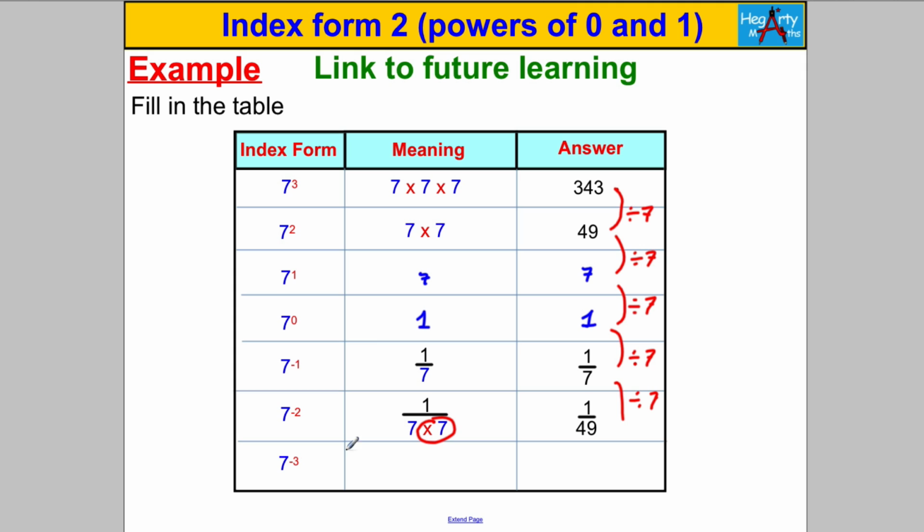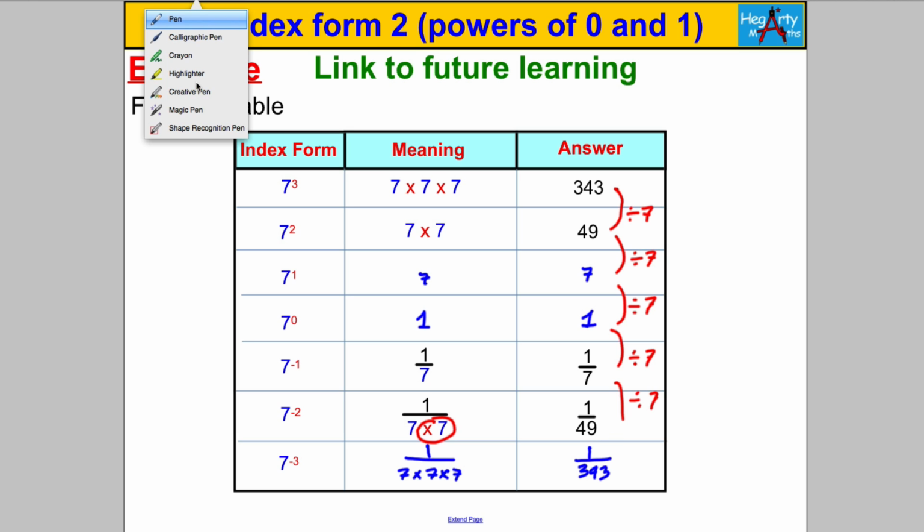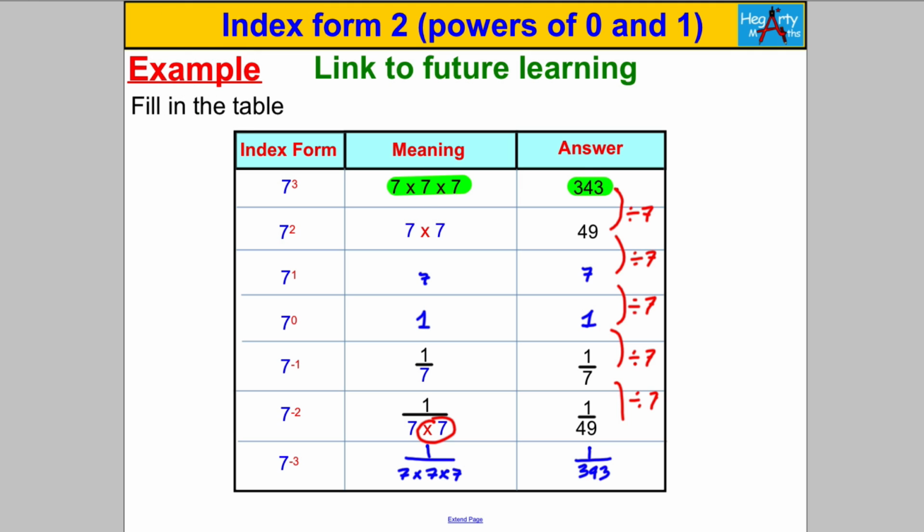And the last one, how many 7s are you going to have on the denominator for 7 to the negative 3? Well, 1 7, 2 7s, and 3 7s. Okay? And by symmetry, you know 7 cubed is 343, so this must be 1 divided by 343. And just spot the symmetry here when you've practiced these tables. Look at that. 7 cubed, you get 343. 1 over 7 cubed, 1 over 343. 7 squared is 49. 1 over 7 squared, 1 over 49.